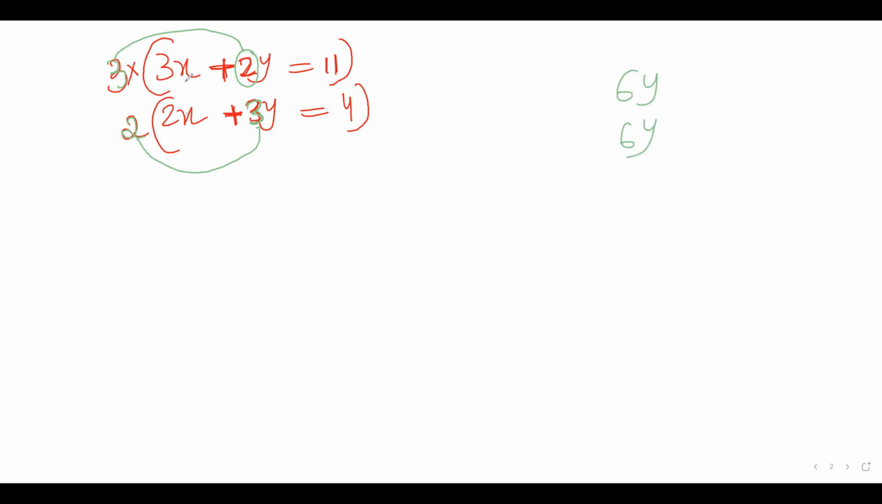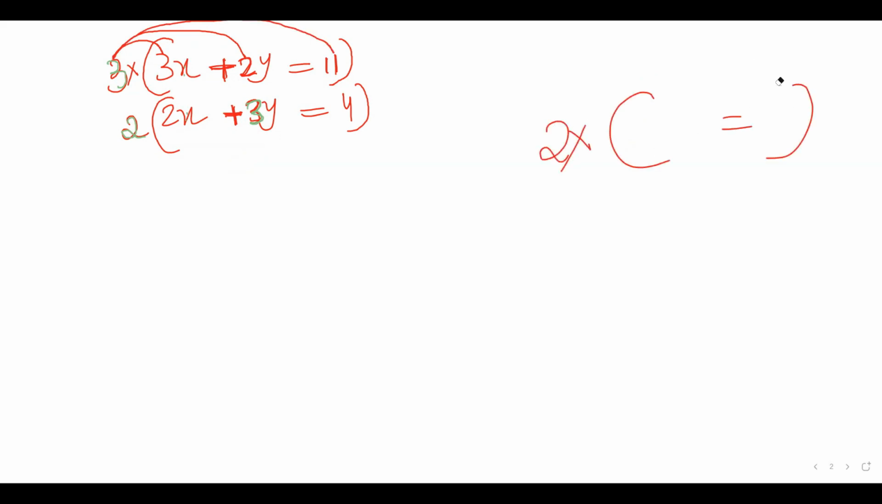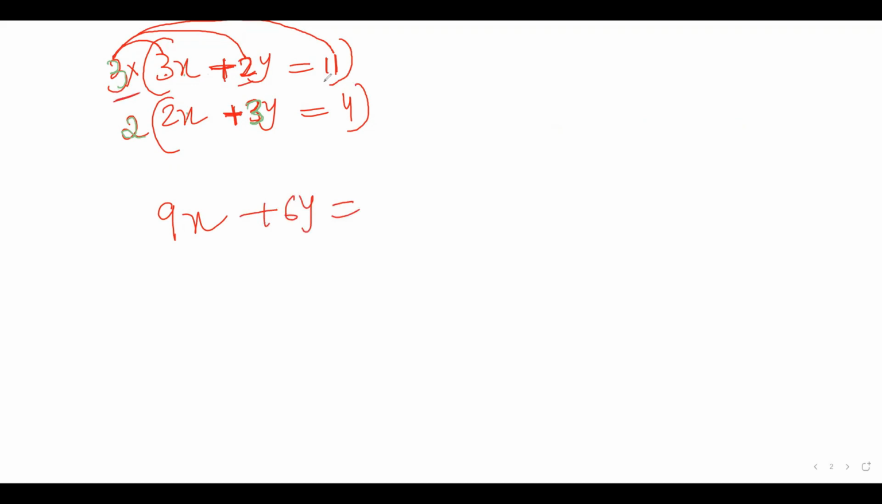You can also make the coefficients of x equal, but I always try to make the y coefficients equal most of the time. When you are multiplying, make sure that you multiply all the terms, first term, second term, and never ever forget to multiply the RHS. The whole equation is multiplied. So let's start. 3 threes are 9x, 3 twos are 6y, 3 elevens are 33. 2 twos are 4x, 2 threes are 6y, 2 fours are 8.